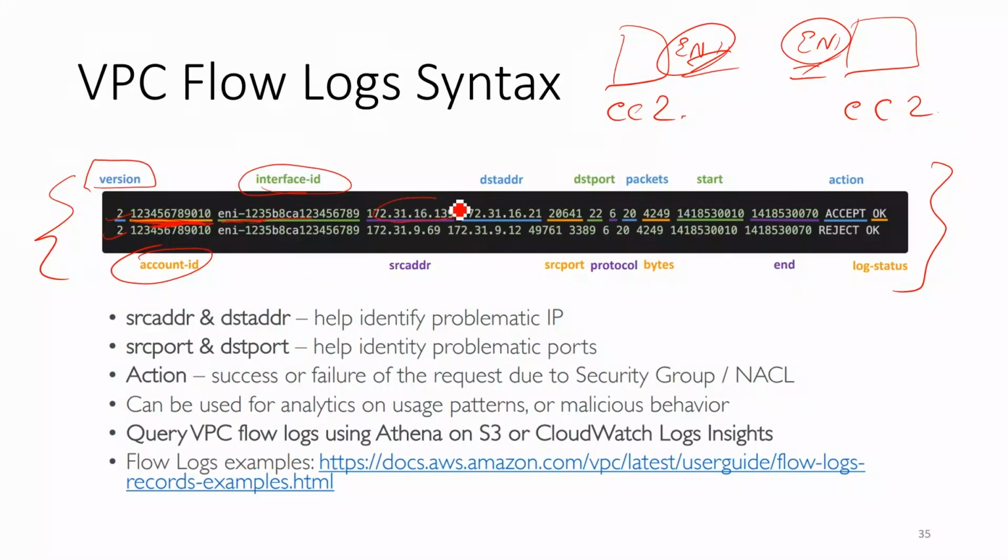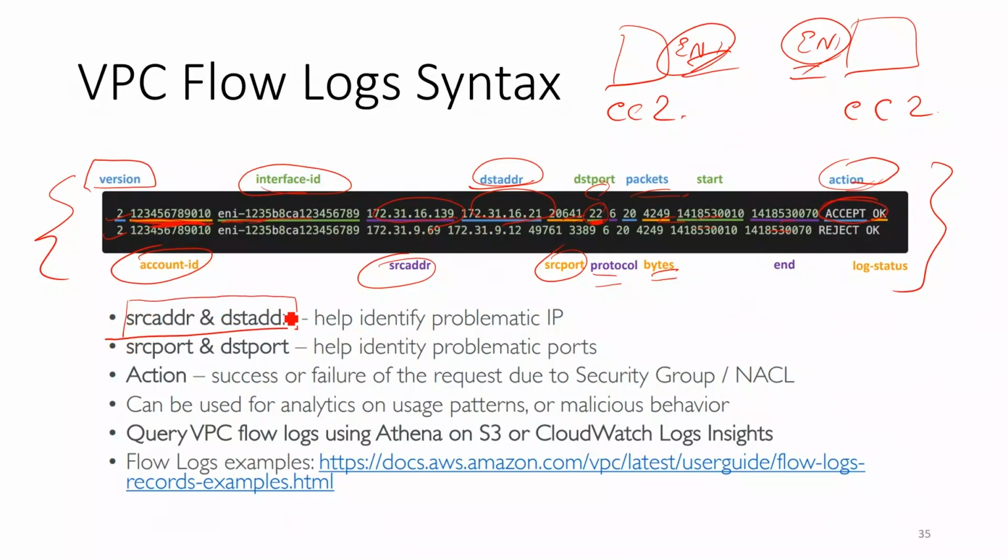This is the source address, this is the destination address. This is the source port, and this is the destination port. So 22 means that someone is trying an SSH connection, right? Then the packets, protocol, the number of bytes coming in, the start and the end, and then the action, which says either accept or reject for that packet.